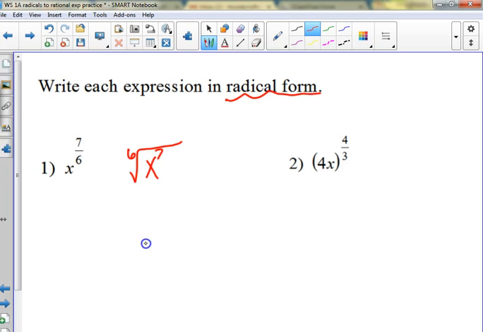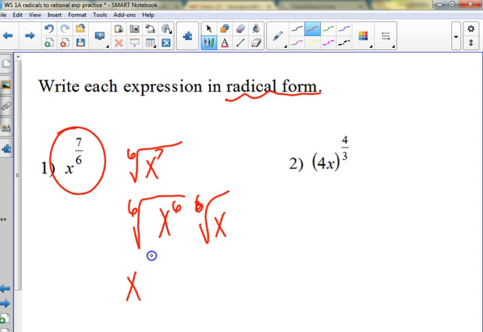What else is there to do? Any ideas? Sixth root of x to the sixth would be what? So then what's left over? 1x left in there, right? This is 1 and 1/6. 7/6 is 1 and 1/6. So 1x can get out of the little jail, and there's a sixth root left over.